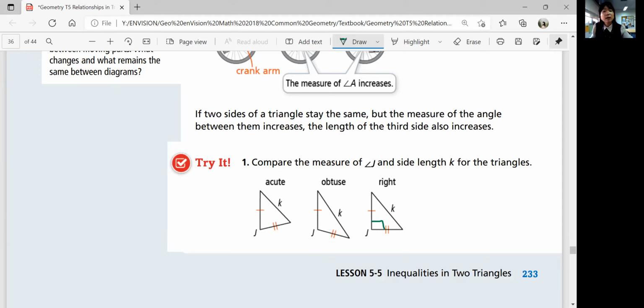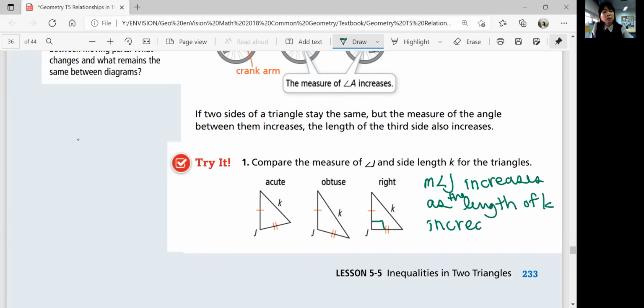So you can say that the measure of angle J increases as the length of K increases.